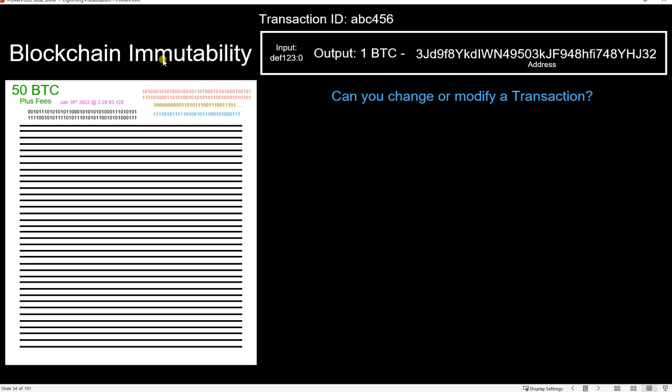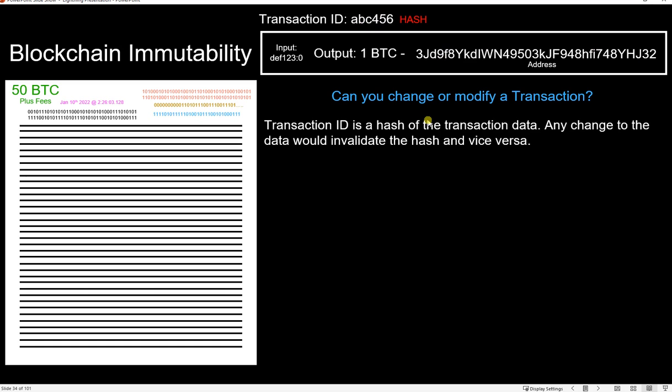So this goes into the blockchain immutability. Again, you've heard this. You can't change it. Nobody can mess with it. Well, why? Because can you change or modify a transaction? Well, no. We've already established you can't, because if you change just one bit, if you flip a 1 or a 0, this transaction ID will change, and so you'll invalidate the transaction ID. A transaction ID is a hash of the transaction data. Any change to the data would invalidate the hash and vice versa.